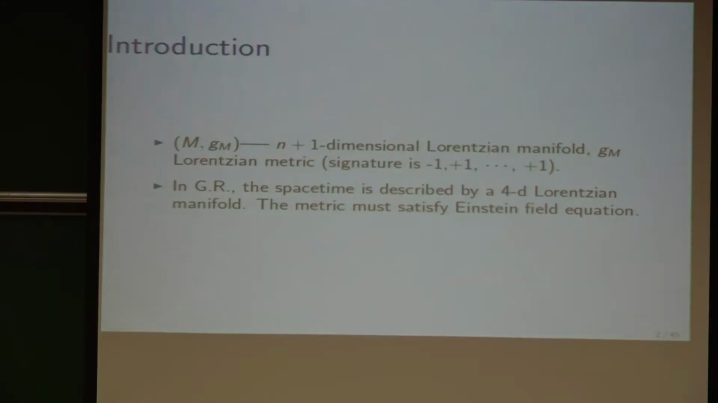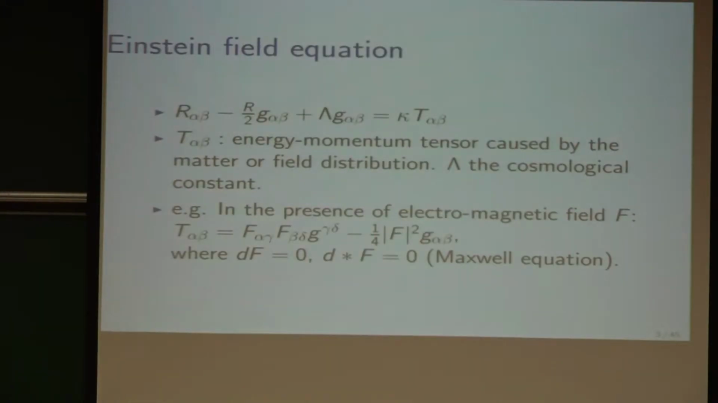So what is this Lorentzian manifold used for? They are very useful, because in general relativity, the space-time is described by a 4D Lorentzian manifold. And Einstein found that the metric must satisfy a so-called Einstein field equation. So let me introduce to you the Einstein equation. The equation is the following.